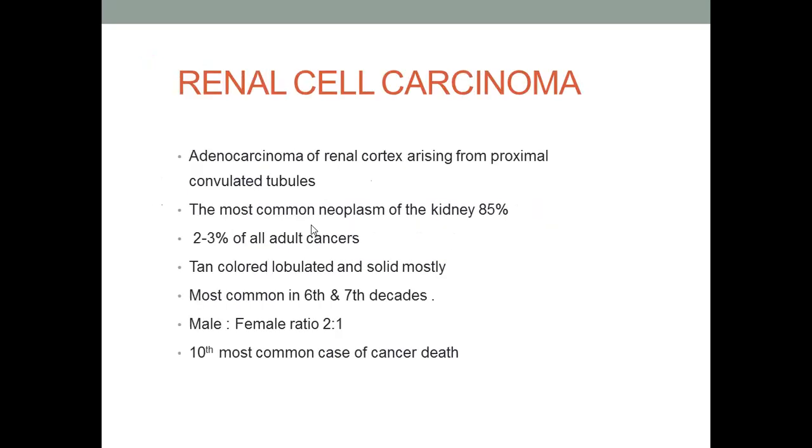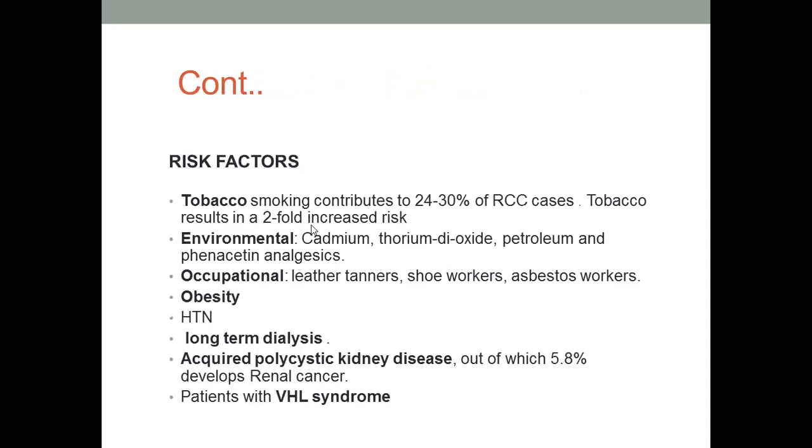So coming back to renal cell carcinoma, this is the adenocarcinoma of the renal cortex arising from the proximal convoluted tubule. It is one of the most common renal tumors and represents 2 to 3% of all adult cancers. It is more common in the sixth decade of life, and more common in males, with a ratio of 2:1. And this is one of the 10 most common causes of cancer death.